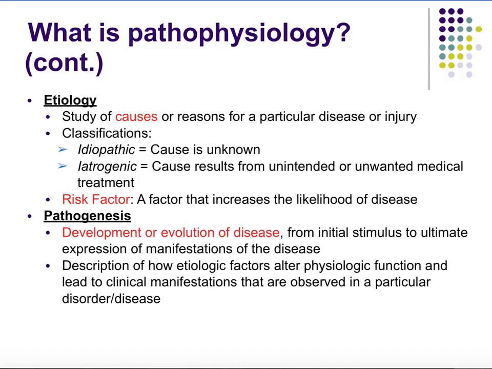Then we have pathogenesis. So pathogenesis is the development of the disease, the evolution of the disease. So from the initial stimulus to the ultimate expression of the manifestations of the disease, what were the steps that led to it developing and occurring?